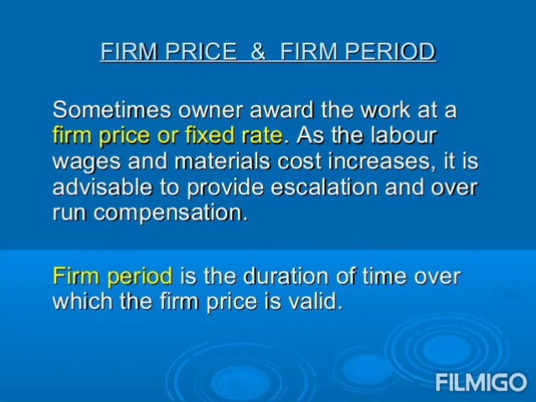So now let us look at last what is firm price and firm period. Sometimes the owner awards the work at a firm price or fixed rate. As the labor, wages and materials cost increases, it is advisable to provide escalation and overrun compensation. Firm period is nothing but the duration of time over which the firm price is valid.